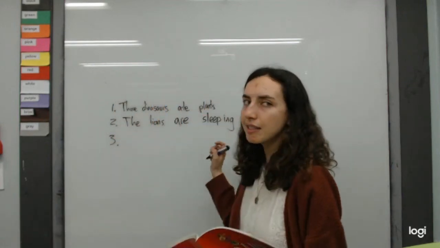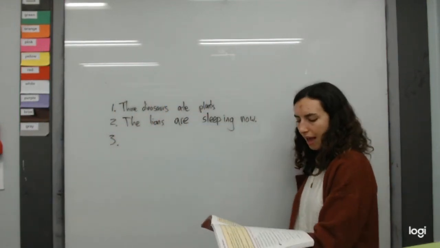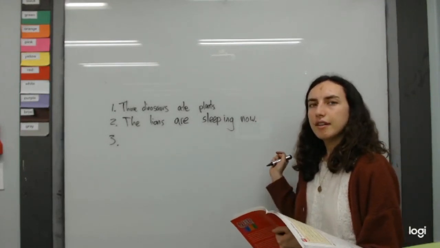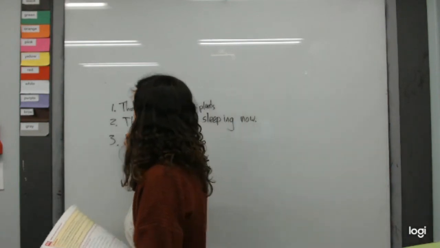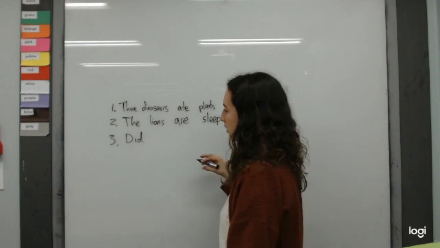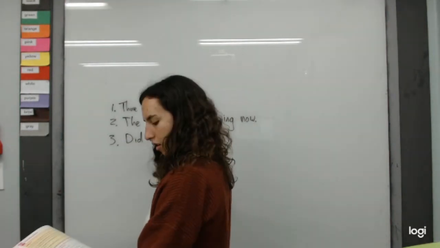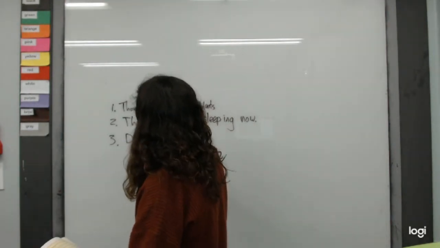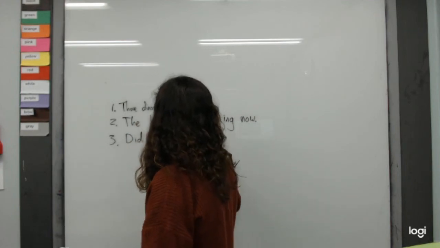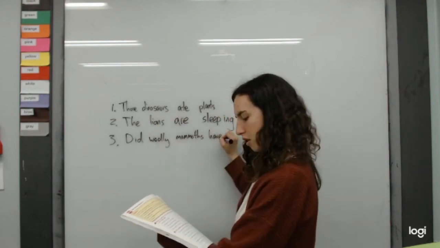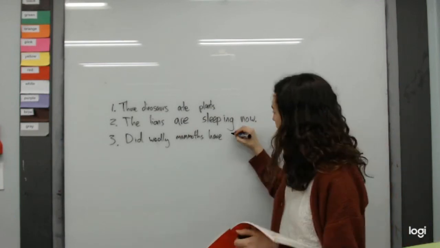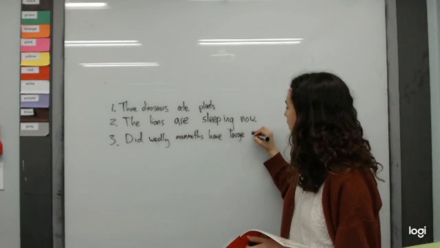Two, are sleeping, okay? The next one, the woolly mammoths have large ears. A simple past question. So past questions, what is the first word? The first word is always did. And then we need the subject. This one is woolly mammoths. So did woolly mammoths have. Again, remember we have did, so we don't want past tense here. Have large ears.